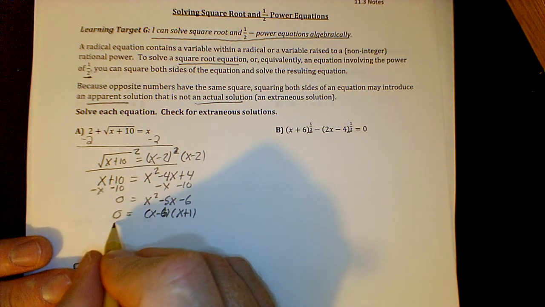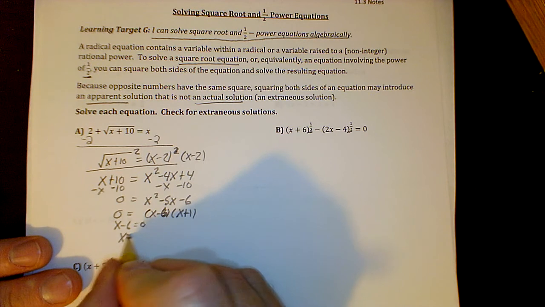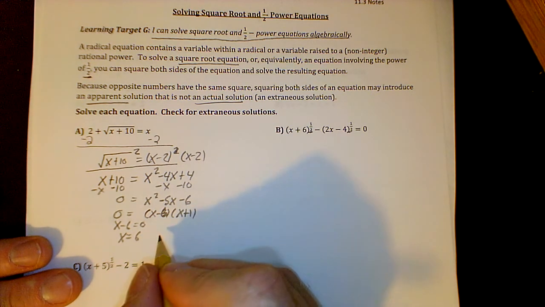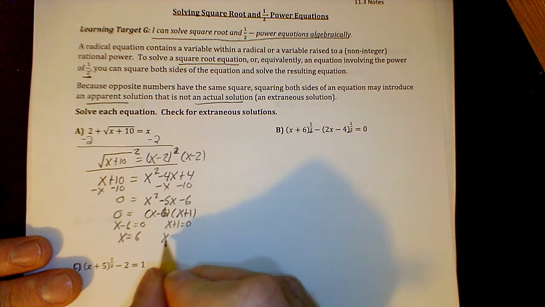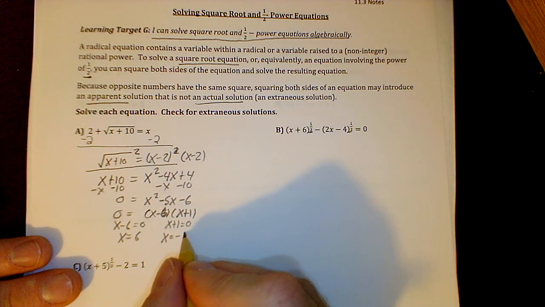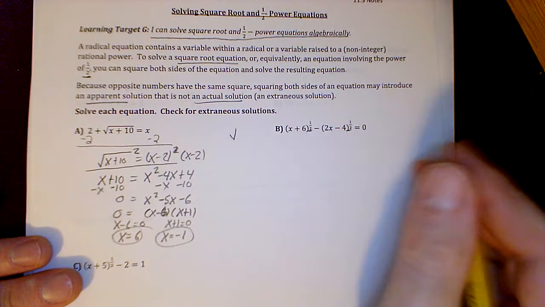Now we set both factors equal to 0. x minus 6 equals 0, which gives me a solution maybe of x equals 6. And x plus 1 equals 0, and again a solution maybe of x equals negative 1. Let's plug these in. Let's check it right over here.